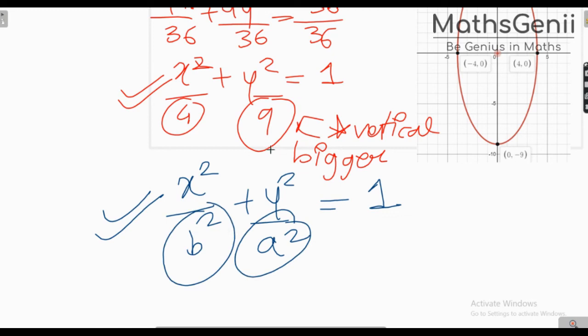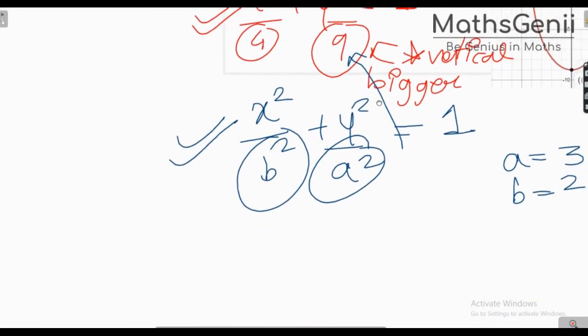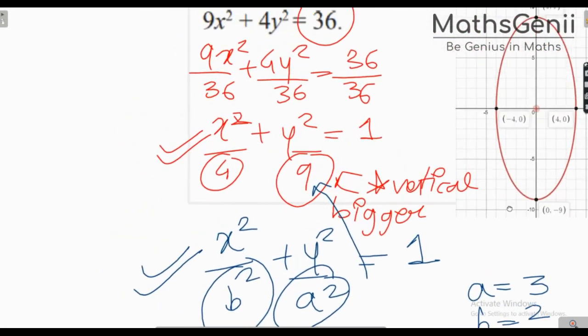So what is your a square? 9. So what is your a? It is 3. What is your b square? It is 4. So b is 2. So a is 3, b is 2. Now we can ignore the diagram here. I have just taken a random diagram to make you understand it's a vertical ellipse. Now we have found a and b both.